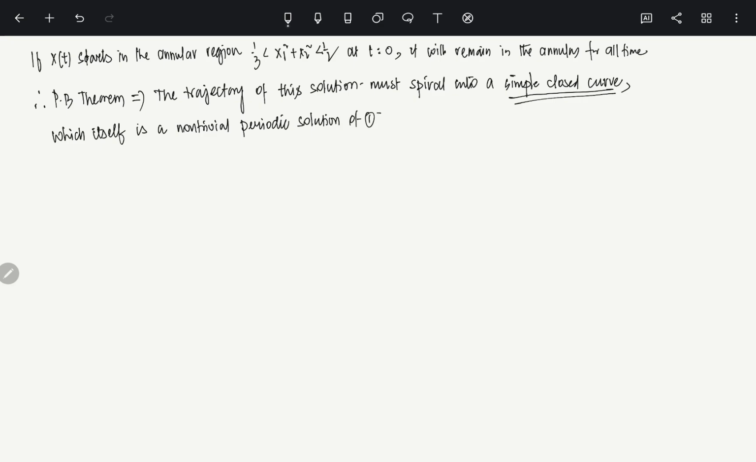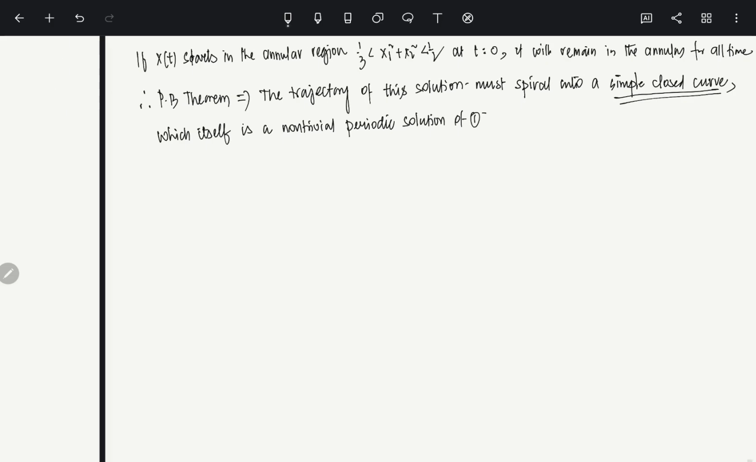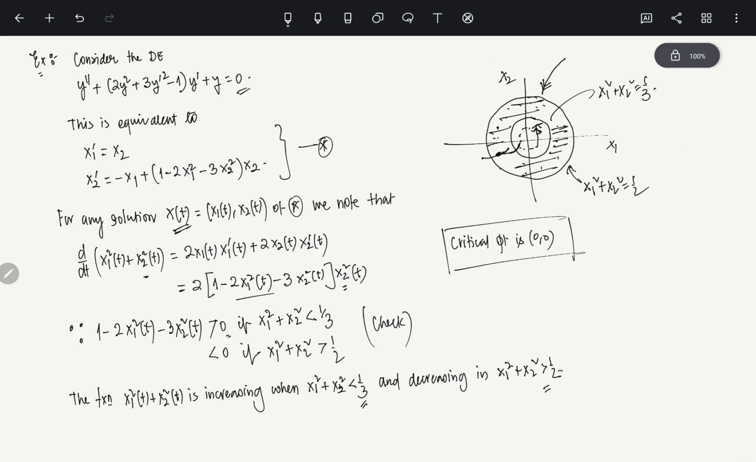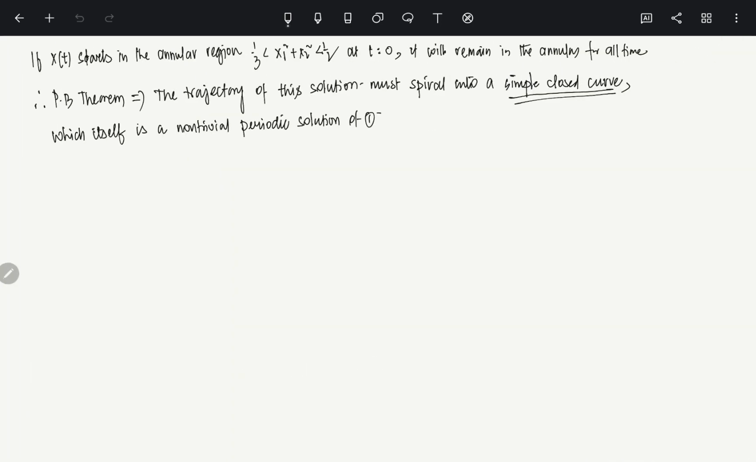I hope this is clear to you. So what does it guarantee? By looking at this system, how can you say that there is a periodic solution? But we use Poincare-Bendixson, and we said that if we have a solution like this, then of course it has to spiral to a non-trivial periodic solution. So basically that system has a periodic solution. That's how you could use Poincare-Bendixson.